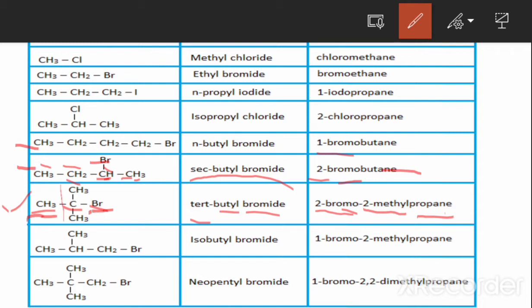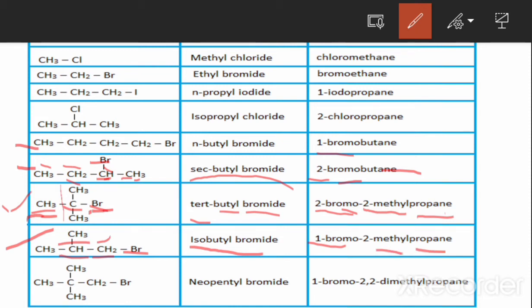So the other example is the 4 carbon compound and a halogen that is attached to the first carbon, and its common name is isobutyl bromide, and its IUPAC name is 1-bromo because the first carbon is directly attached to the halogen group, and the second carbon has a methyl group, so 1-bromo-2-methylpropane.